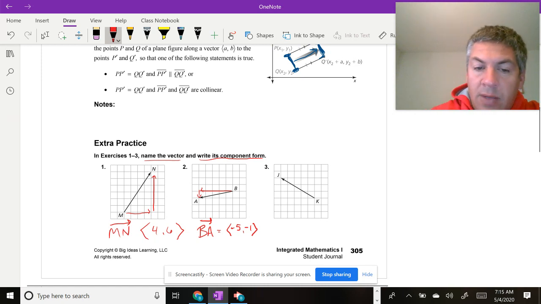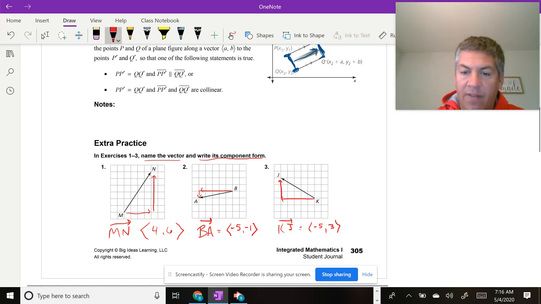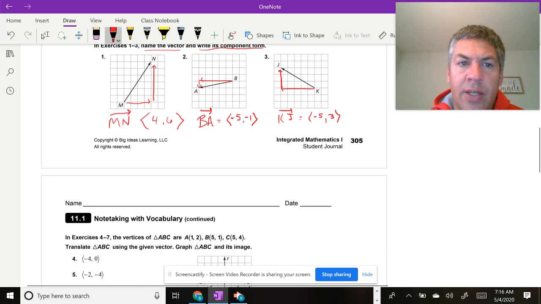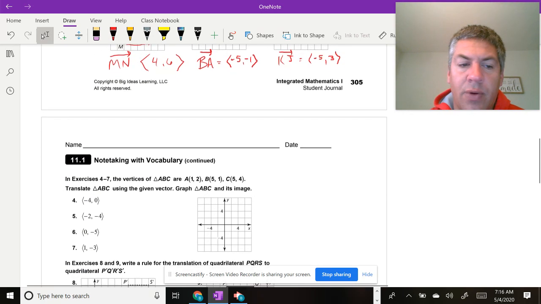All right. Number 3, the initial point being K, the terminal point being J, which has a movement left of 1, 2, 3, 4, 5 to the left, and 1, 2, 3 up, positive 3 up, and that creates that vector -5, 3. Okay, so that's how you name the vectors and write it in its component form.